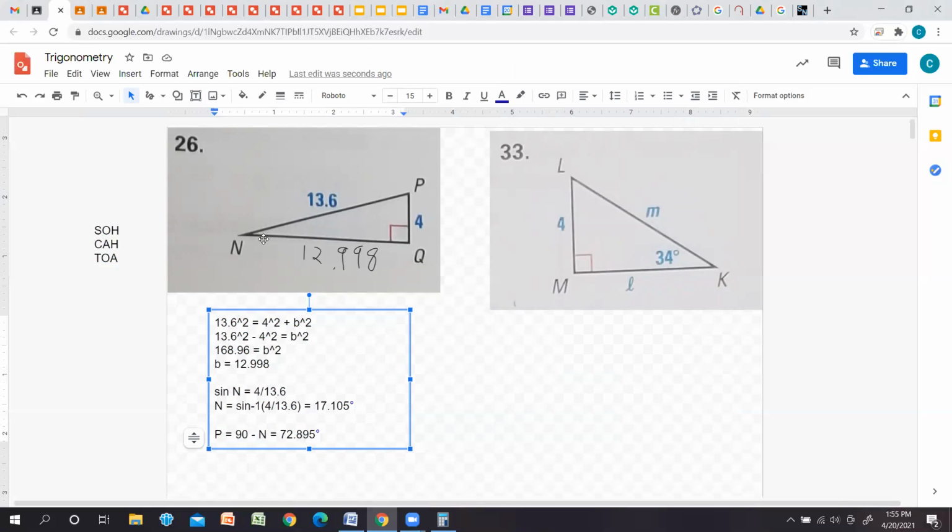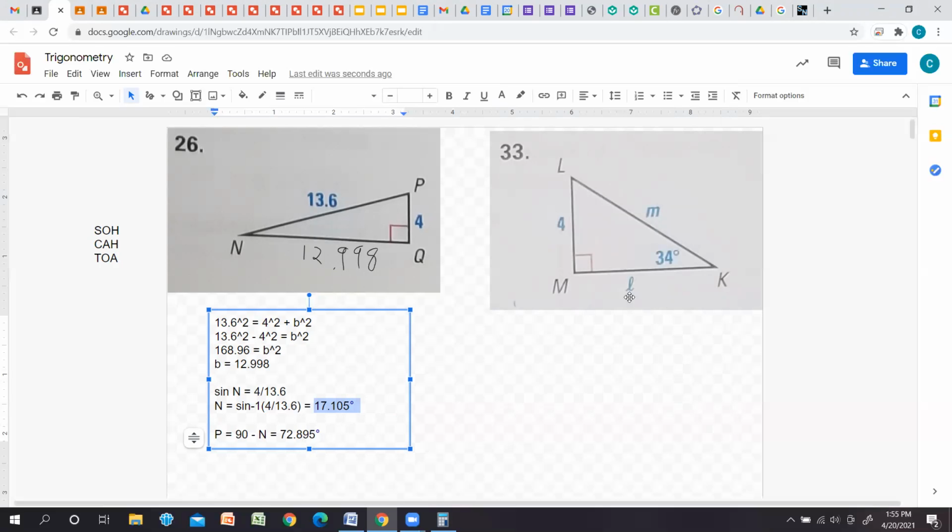So we found the missing angles. We found the missing side, so we know everything about this triangle. So again, we use this inverse trig function, inverse sine function, because we start with the ratio, and we can use the ratio to figure out the angle. Okay. Now in 33, they give us the angle, and we can use the angle to find the side.